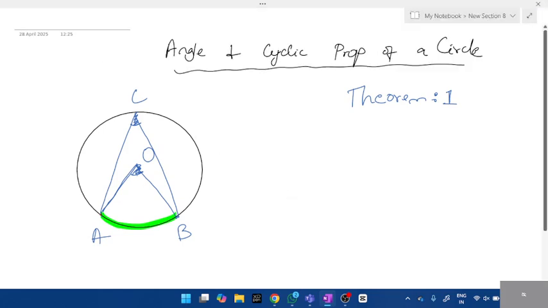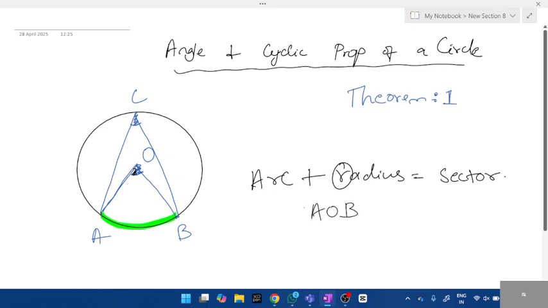Can you tell me AOB? What is AOB, students? AB is arc plus what are OA and OB? Radius. Arc plus radius will give what? Segment or sector? Arc plus radius will give sector. So AOB is one angle. Next, we'll take the same arc AB plus AC and CB.